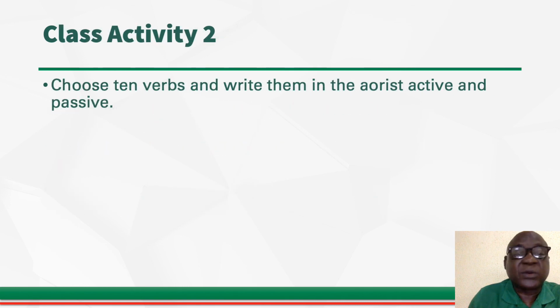Now to your concluding activity, choose stem verbs. Maybe it's the verbs that you wrote in the future. Write them in the aorist active and in the aorist passive. This is where I'm going to drop the class for now. See you at the next lesson.